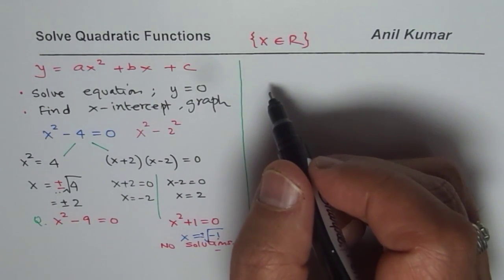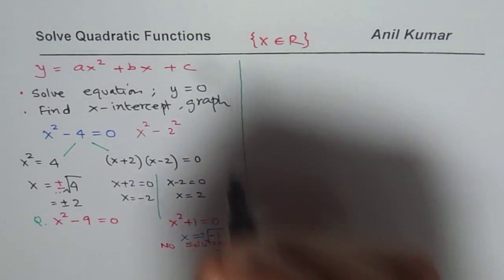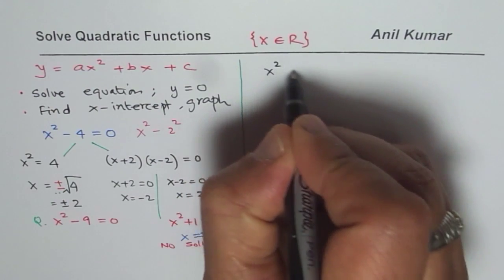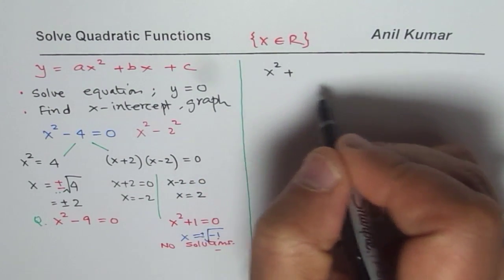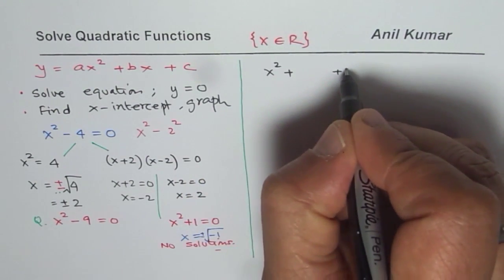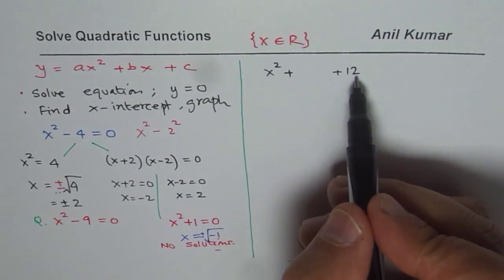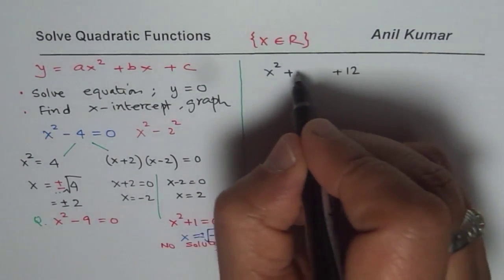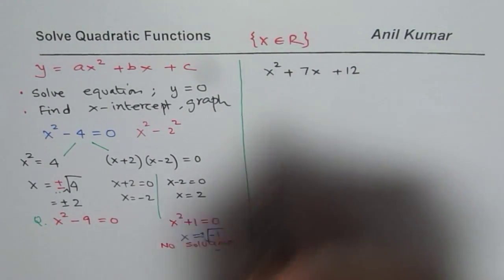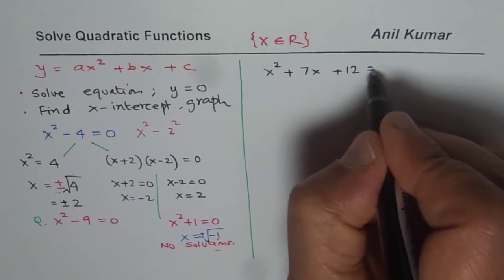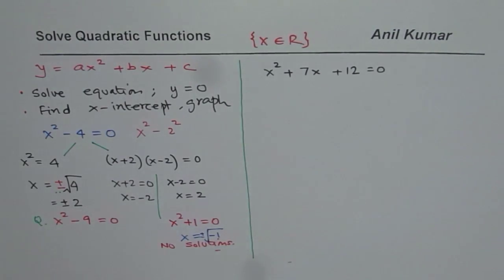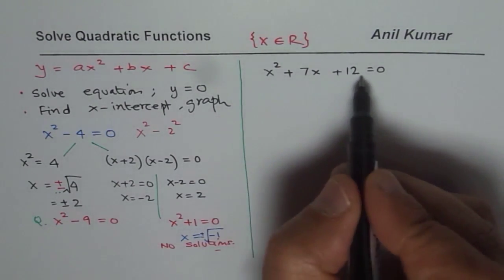So let us say I have an equation, x squared plus, let me write a number here first, let's say 12. Now 12 could be the product of 4 and 3, 4 times 3 is 12. So if I write 7 here, I could factor this equation, right? So I got an equation, I need to solve this equation. So we use sum and product to solve this.